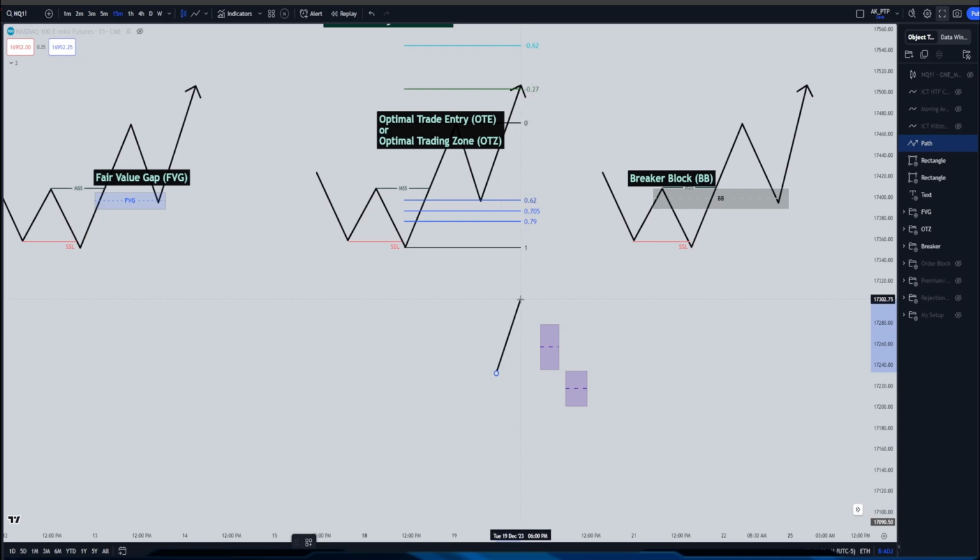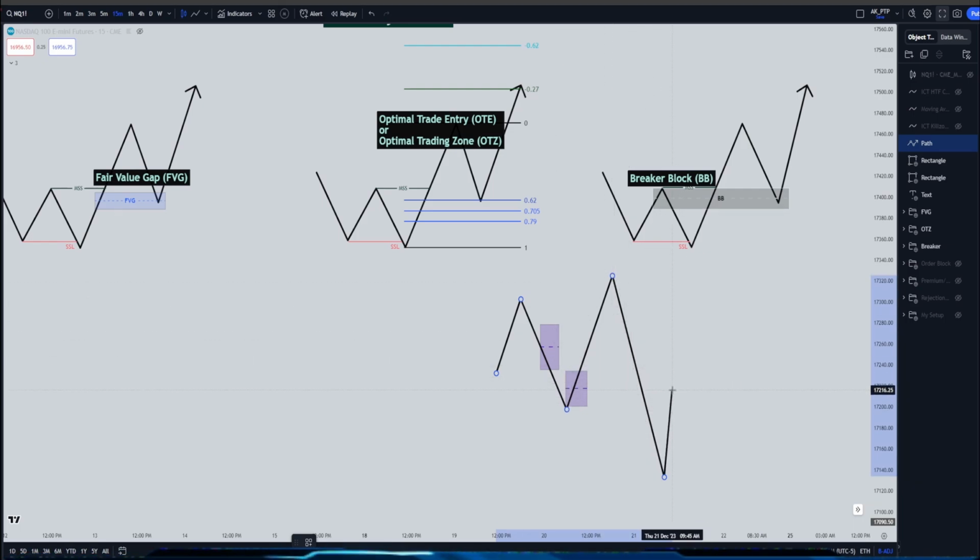Let's say market created this, then took the buy side liquidity, came lower, and broke below that level with displacement. So this lowest down close candle with the wick as well is your extreme breaker block, because market is coming from a high to the low, and that's your extreme breaker block.